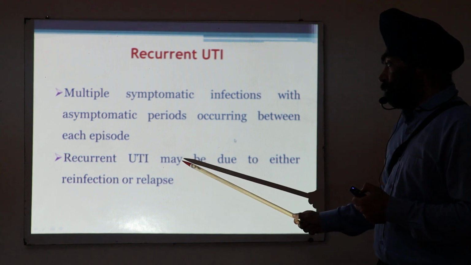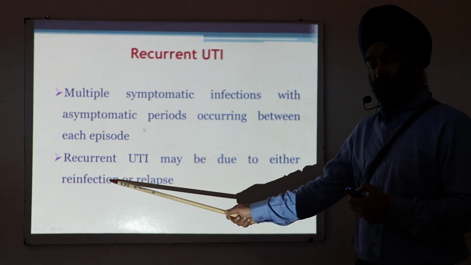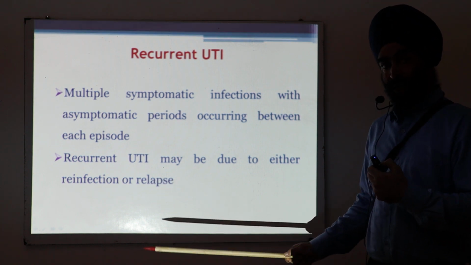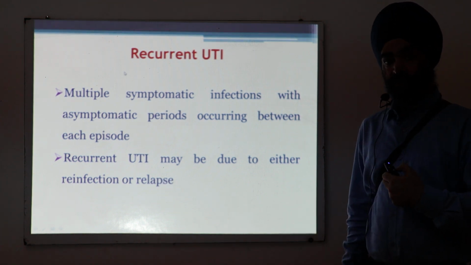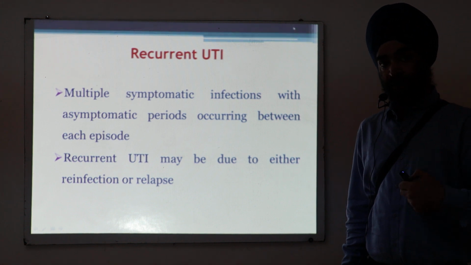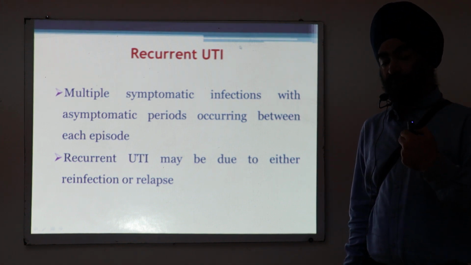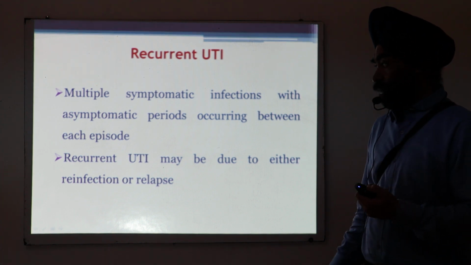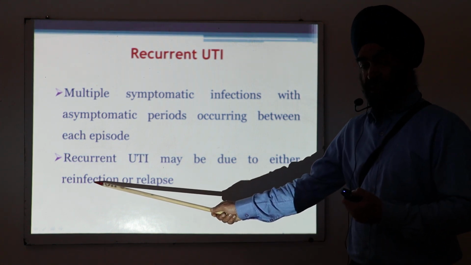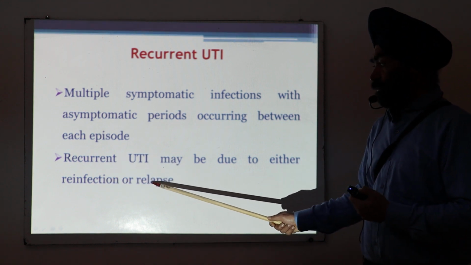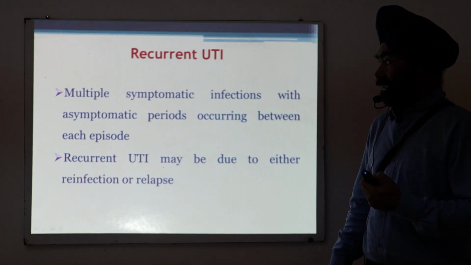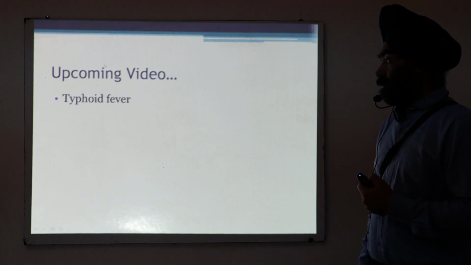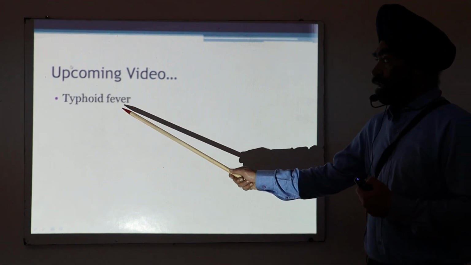And recurrent UTI may be due to reinfection, that means the bacteria is coming again and again, or due to relapse. Relapse means the microorganism is not coming from outside, it is still present. It becomes dormant, but whenever it gets a chance, it becomes active. So either due to reinfection, reintroduction, or relapse, that means the dormant bacteria becomes active. So this is all about UTI infection. In the upcoming video, I will discuss typhoid fever.